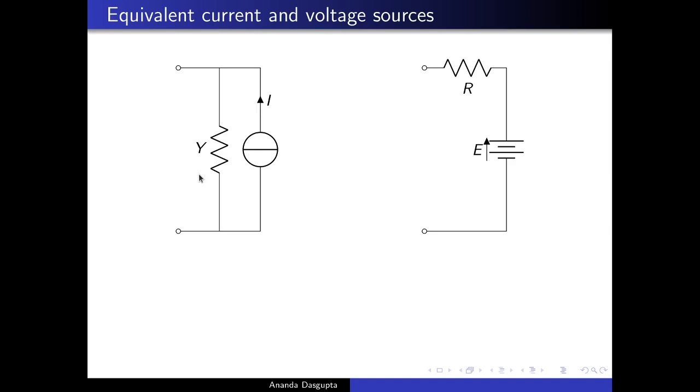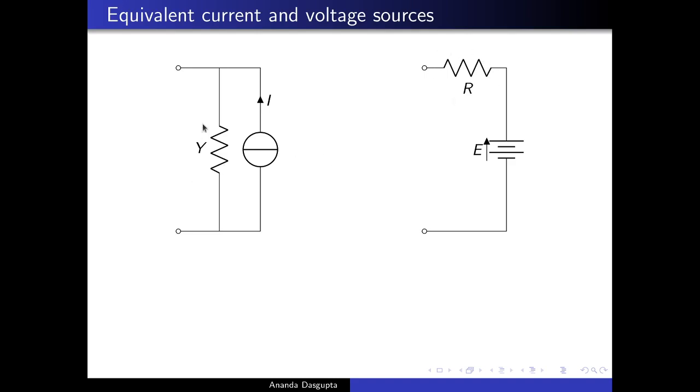Now for a given source, is it a current source or a voltage source? The answer really is that it can be thought of as either. Just think about it. We said that a voltage source essentially produces a voltage difference E if you measure the voltage across it in open circuit. On the other hand, if you measure the short circuit current, you can find out R from there.